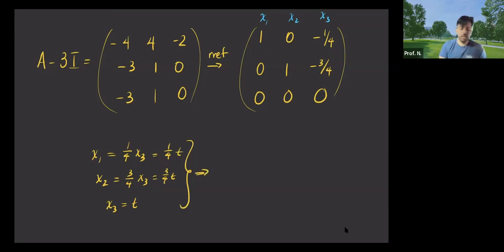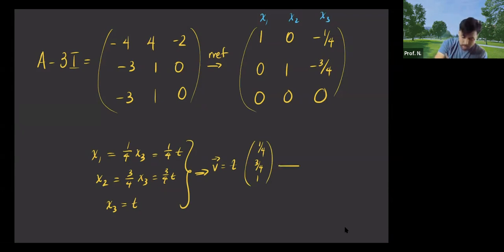What does this information tell me? It tells me that a vector in the null space of A minus 3I looks like t times (1/4, 3/4, 1). But I don't want these fractions. I like having whole numbers. And I can do so because I can multiply by a certain number that clears the denominators from each entry.